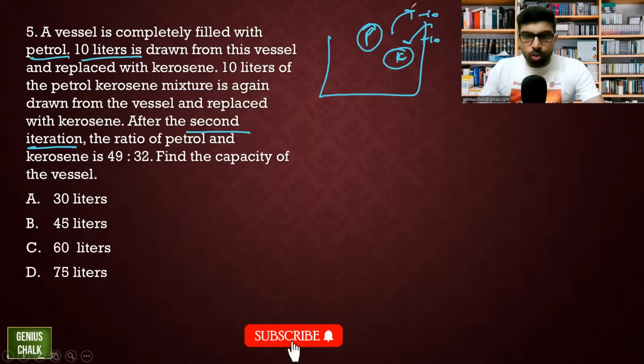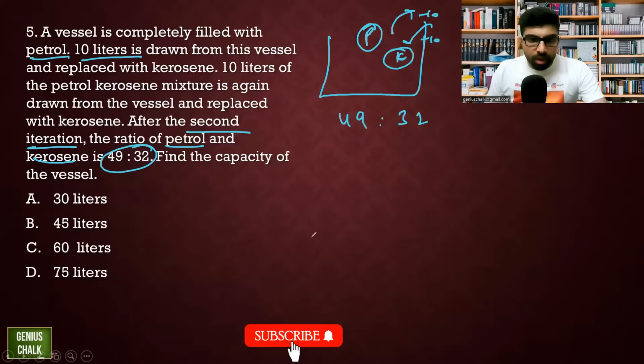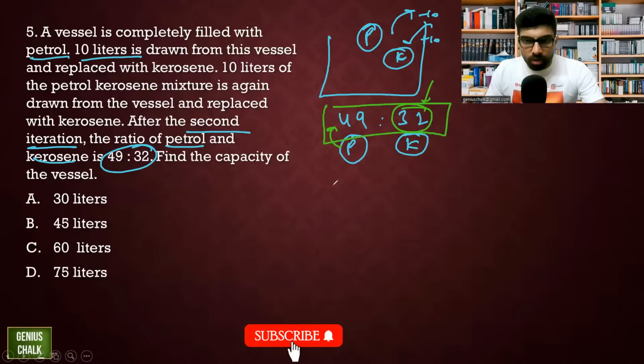After the second iteration, so 2 times we are doing the process, and afterwards, after the second time, the ratio of petrol and kerosene is 49 is to 32. Be very careful, okay? So it is saying that 49 is to 32 is the ratio of petrol and kerosene left. Okay, that means you know one thing, that petrol is 49 and kerosene added is 32. So what should be the total now? This is petrol left, and this is kerosene added, we can say.